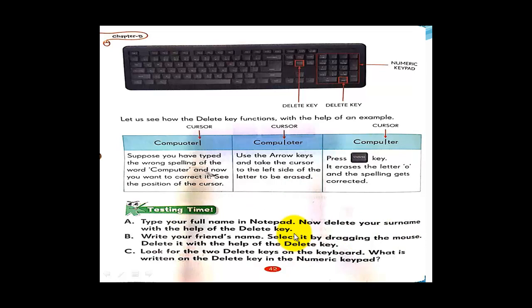Now while writing your name, you must be writing your surname and your name, surname plus your name. So when you want to delete your surname with the help of the delete keys, how you have to do is, now type your full name in full name with surname. You have to write then now delete your surname with the help of delete key. Now if you want to delete with the delete key your surname, what you have to do is you have to bring the cursor to the first letter of your surname.